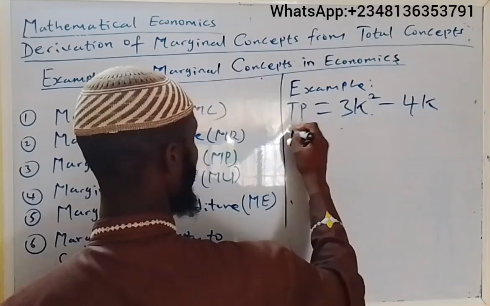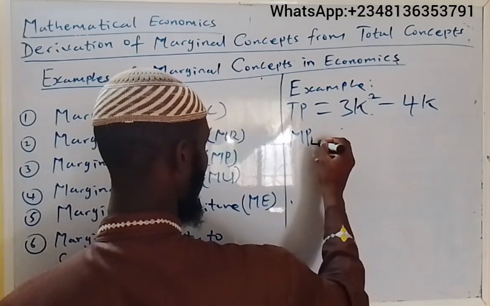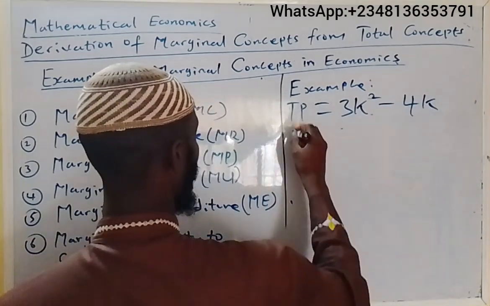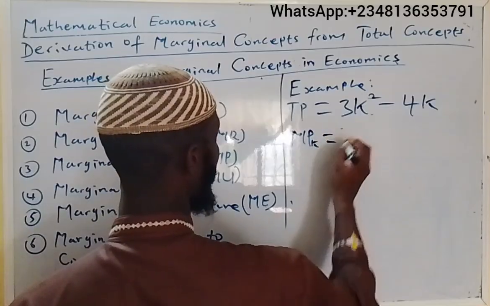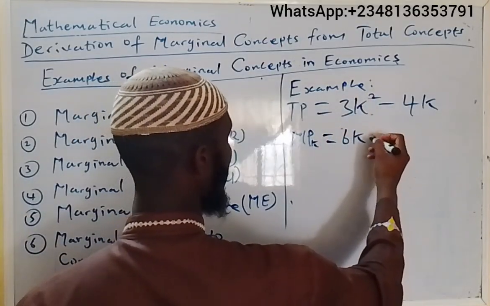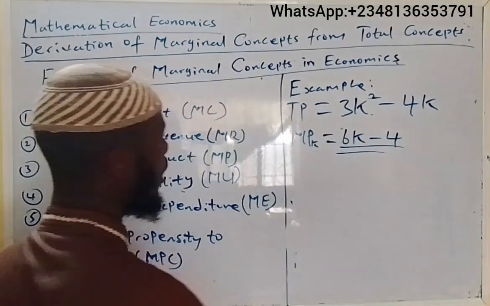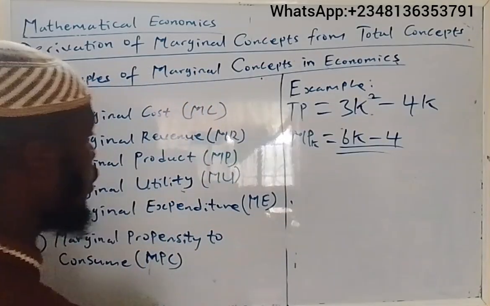So we have marginal product of capital. The first one is marginal product of labor, don't forget. But this one is now marginal product of capital. You can put K here to indicate that. By the time I differentiate, this one becomes 6K minus 4. So this is the marginal product of capital. So I just have to differentiate that total to get the marginal function.